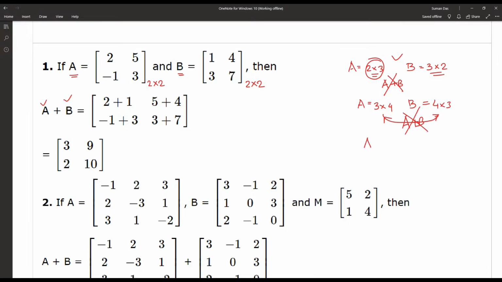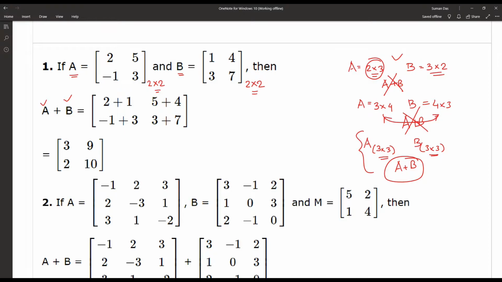Suppose another matrix A has the order 3 cross 3 and another matrix B has the order 3 cross 3. Then A plus B is possible, because A has the order 3 cross 3 and B also has the order 3 cross 3. So in that way we can proceed with the addition of matrices if the two matrices have the same order. As usual, here A has the order 2 cross 2 and B has the order 2 cross 2. So A plus B is possible.